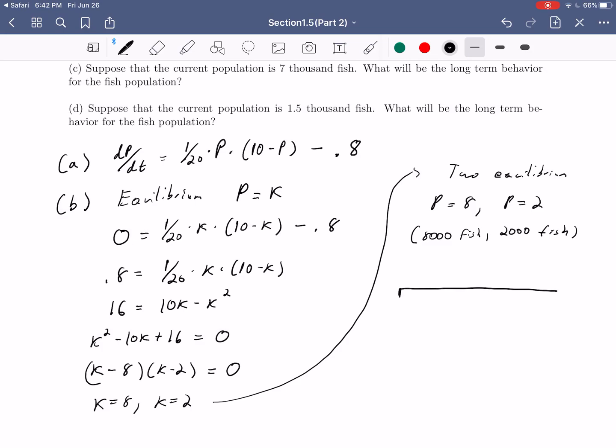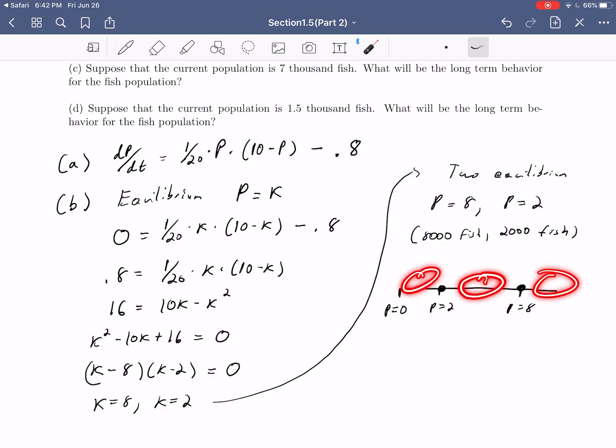Obviously, the low end is going to be P equals 0. That's just a bound, because it doesn't make sense to have a physical population go below 0. And then there's P equals 2, which we know is one of our equilibria. And then down here, we'll say that that's P equals 8. That's another equilibrium. So let's think about what happens to our population in each segment here.